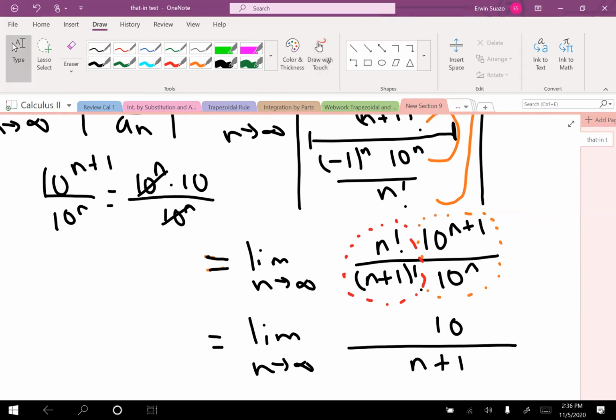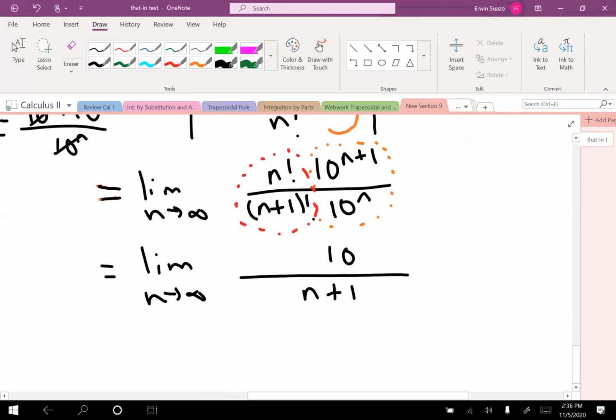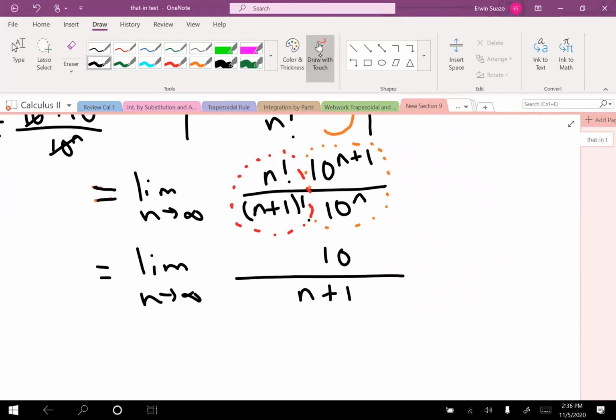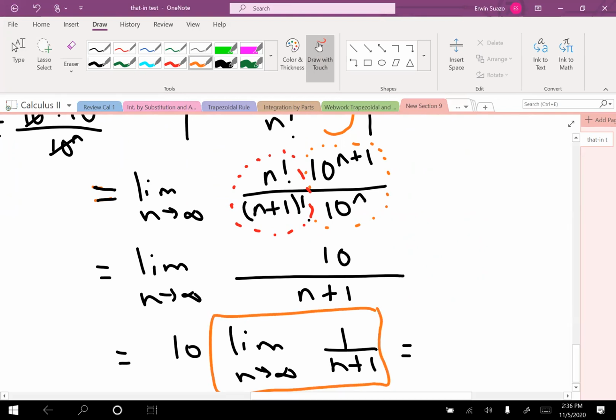What is this limit? When n goes to infinity, so you can take 10 out. The limit as n goes to infinity of 1 over n plus 1. So what do you get? You guys know this from calculus 1. What is the limit when n goes to infinity?